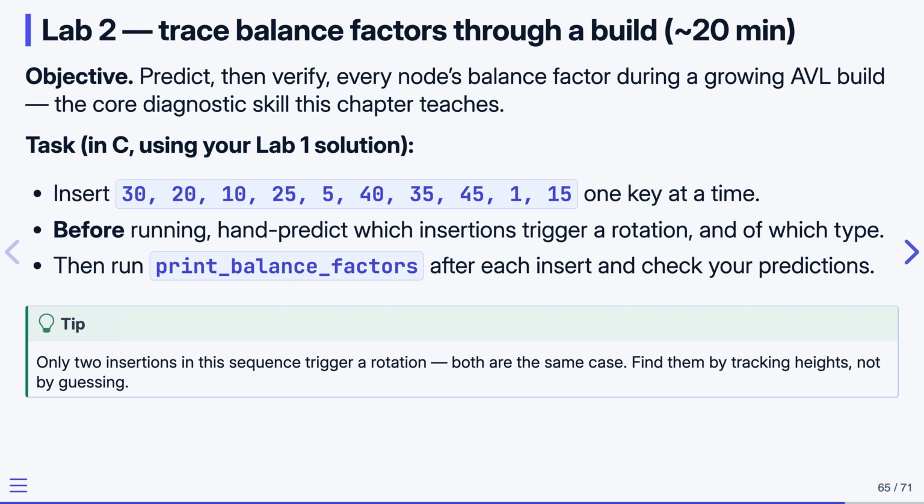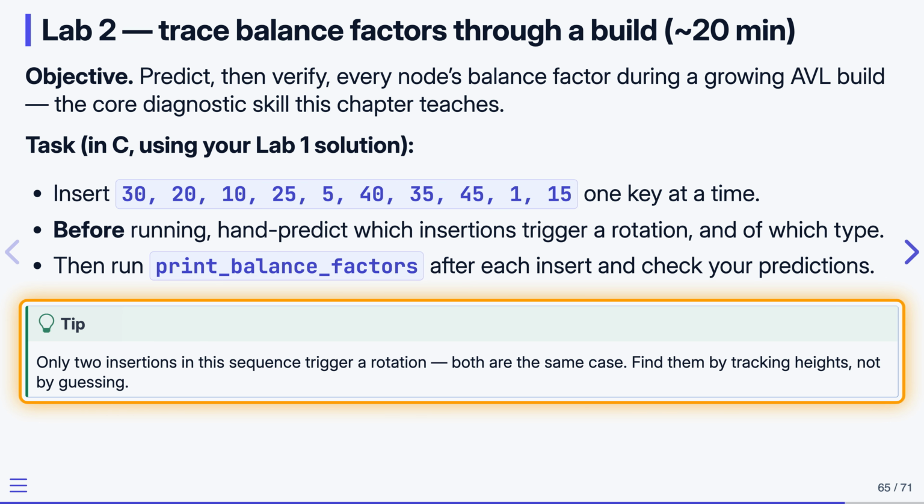Lab 2 builds your diagnostic skill. You will predict, then verify, every node's balance factor as an AVL tree grows. Using your Lab 1 solution, insert 30, 20, 10, 25, 5, 40, 35, 45, 1, 15, one key at a time. Before you run it, predict by hand which inserts trigger a rotation and of which type. Then print the balance factors after each insert and check your predictions.